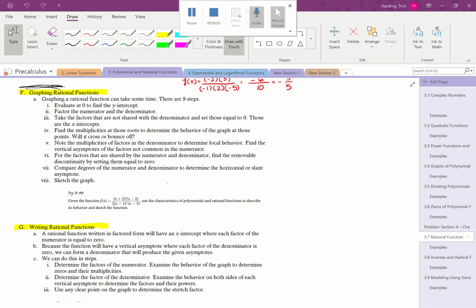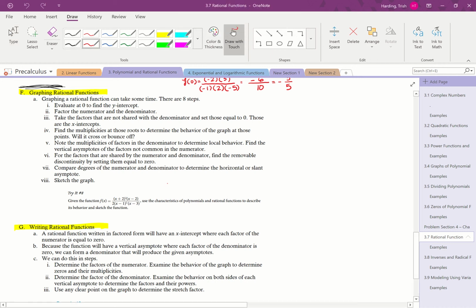Welcome to 3.7, Part 2, Graphing and Writing Rational Functions. So, what we will do is we'll review how to graph a rational function. Notice there are 8 steps, a lot of steps, but let's get into it.